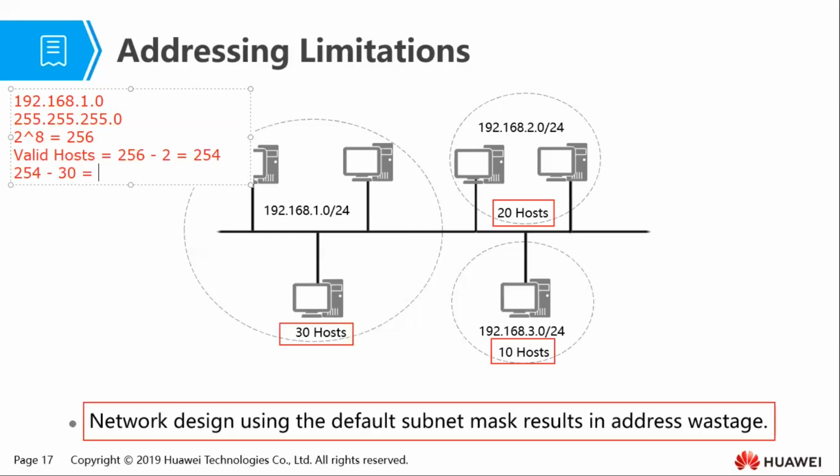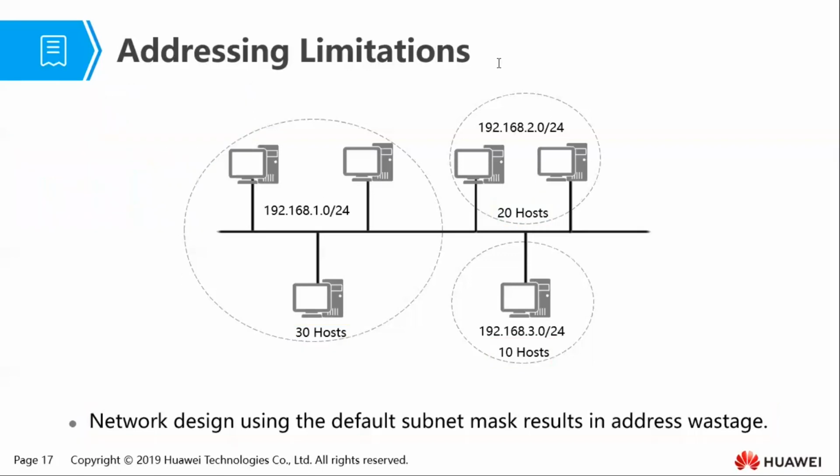So how many addresses are we wasting? A whopping 224. The other lab also, 254 minus 20, we waste almost 234. The other lab, 10. So how many addresses do we waste? 244. So that is address wastage, because we're only going to have 10 machines, 30 machines. So what about all these other addresses? We're not going to use them.